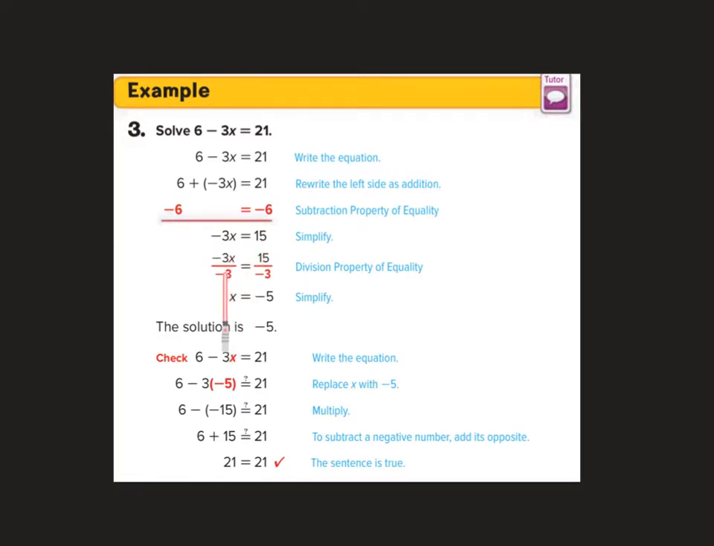Now we have to get x alone, so we're going to divide negative 3x by negative 3 and do the same on the right side of the equal sign, and we'll be left with a solution of x equals negative 5.